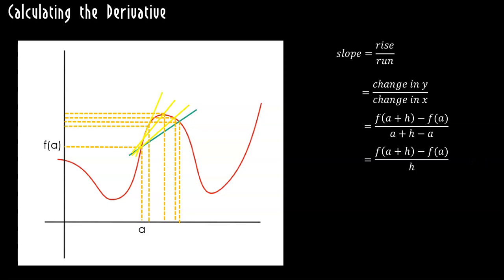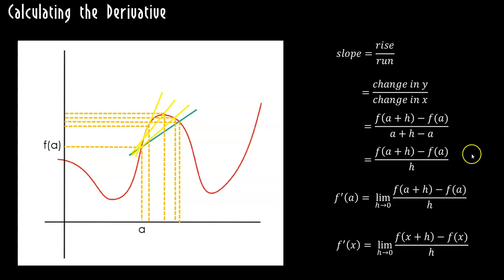We're getting better there. But notice what we're doing: here was my a plus h, and now my a plus h is here. So what we are doing is taking the limit as h approaches 0 of that difference quotient. This is known as the difference quotient. And if I want the general equation for the derivative, that's f prime of x is the limit as h approaches 0 of f of x plus h minus f of x all over h. And that's your handy-dandy definition.